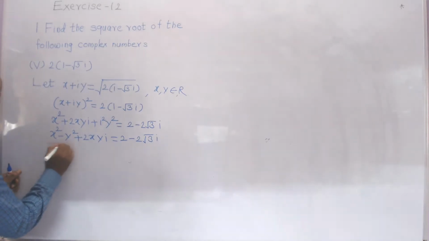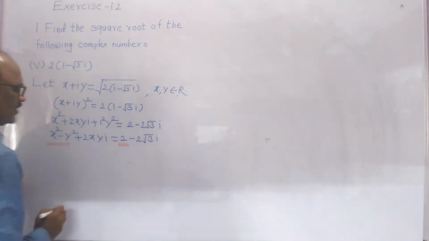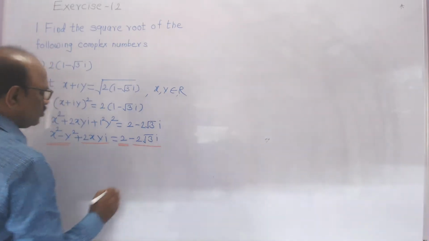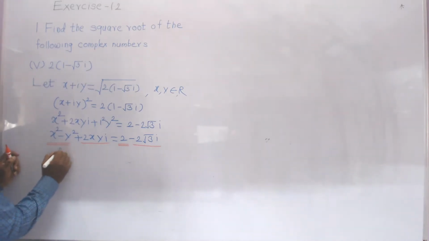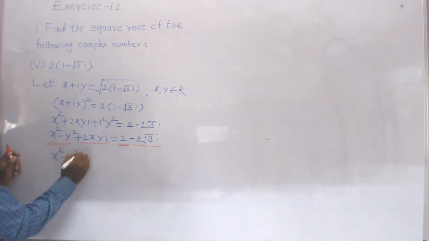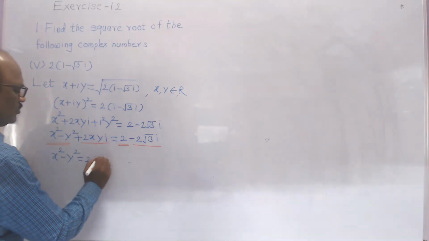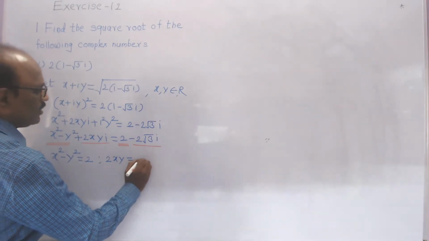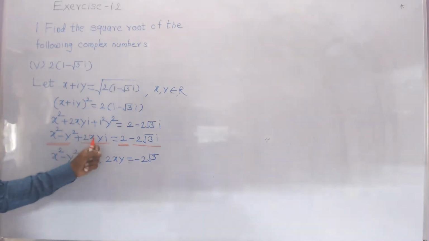Okay, now we equate the real and the imaginary parts. x square minus y square is equal to 2, and 2xyi is equal to minus 2 root 3 i. Therefore, you will get x square minus y square equals 2, and in the second case, 2xy is equal to minus 2 root 3.